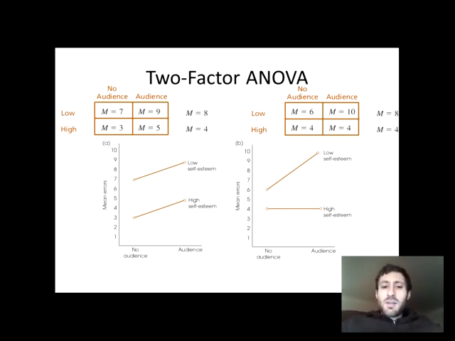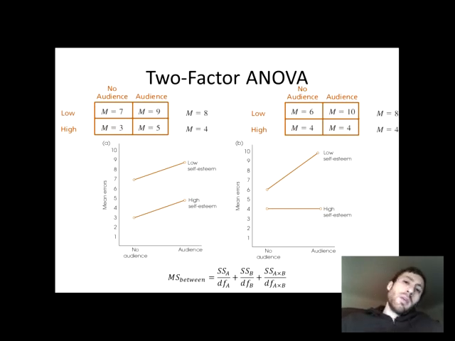Yes, the high self-esteem condition generally has lower scores than the low self-esteem condition. But there's also some interaction here, in that whether you have high self-esteem or low self-esteem matters if you're looking at whether there's an audience or not. And this is some of the advantage of looking at two-factor ANOVA. Now, we talked in one-factor ANOVA about the mean squared value.